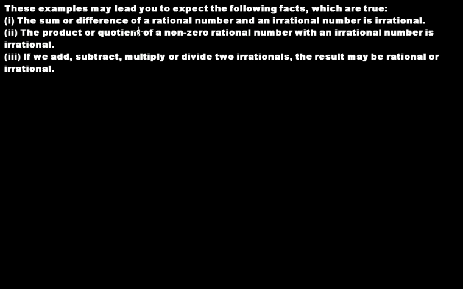The sum or difference of a rational number and an irrational number is irrational. The product or quotient of a non-zero rational number with an irrational number is irrational. If we add, subtract, multiply or divide two irrationals, the result may be rational or irrational. Okay, so these are the facts. Please go through these three facts again, and we'll understand these three points by solving the problems that we have here.